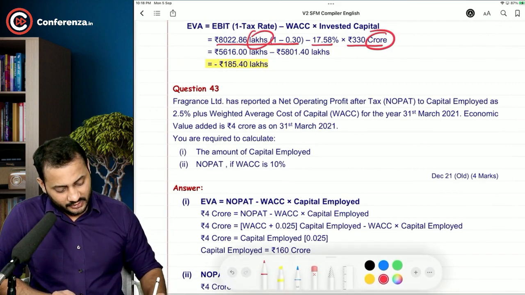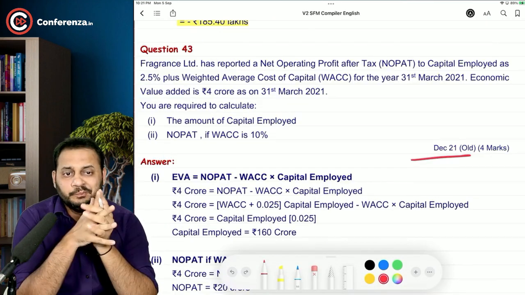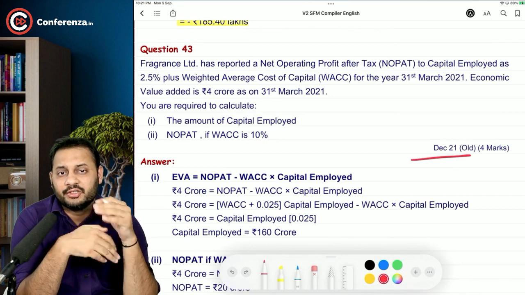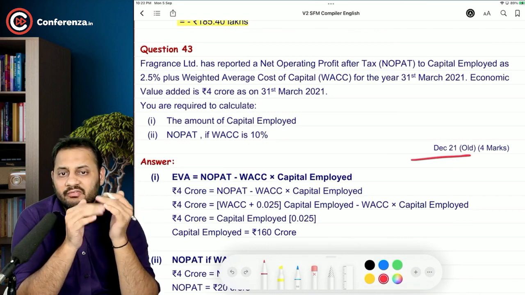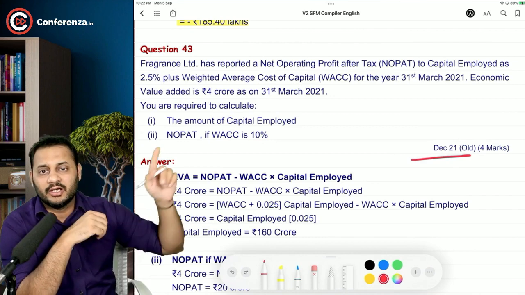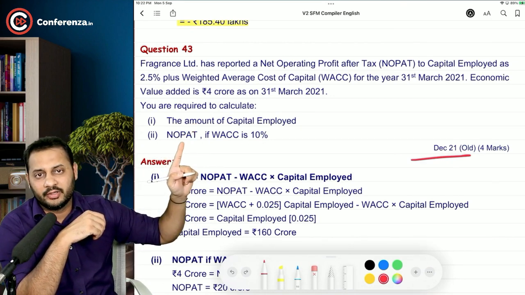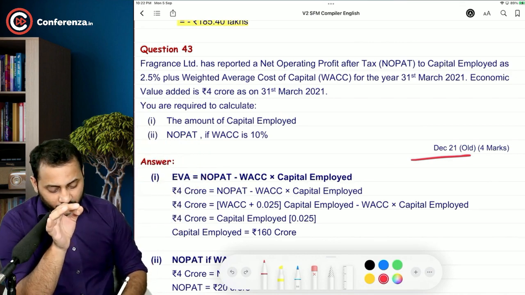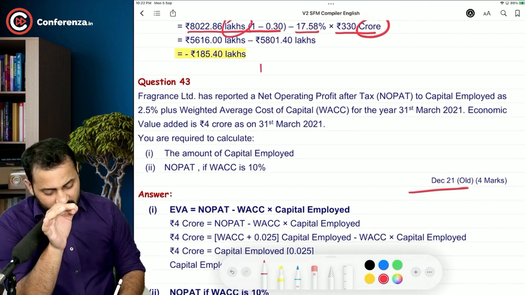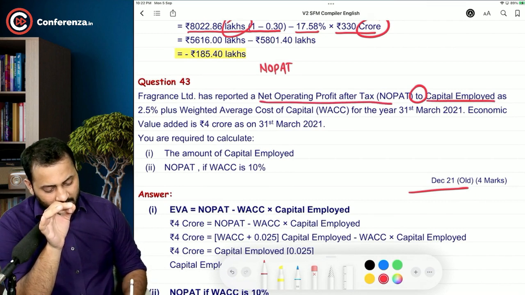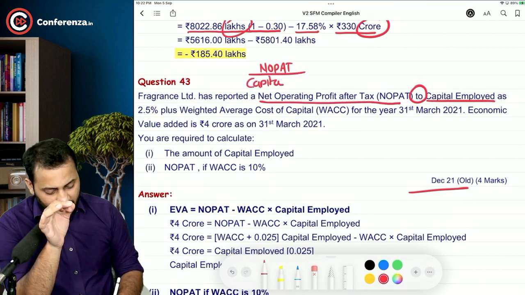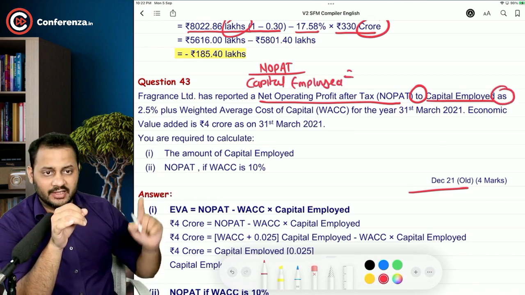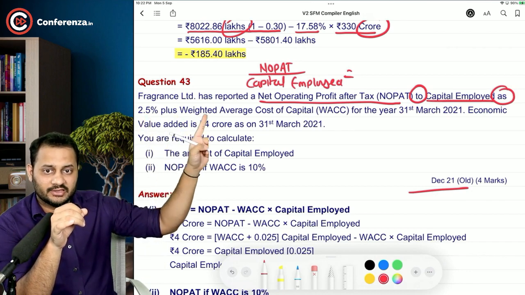It was asked in December 2021, old syllabus, 4 marks. It is a reverse question, reverse calculation. EVA is given to you, and you have been asked to calculate the amount of capital employed and net operating profit after tax if WACC is 10%. So have a look. Fragrance Limited has reported NOPAT to capital employed, written like this, is equal to 2.5% plus WACC.